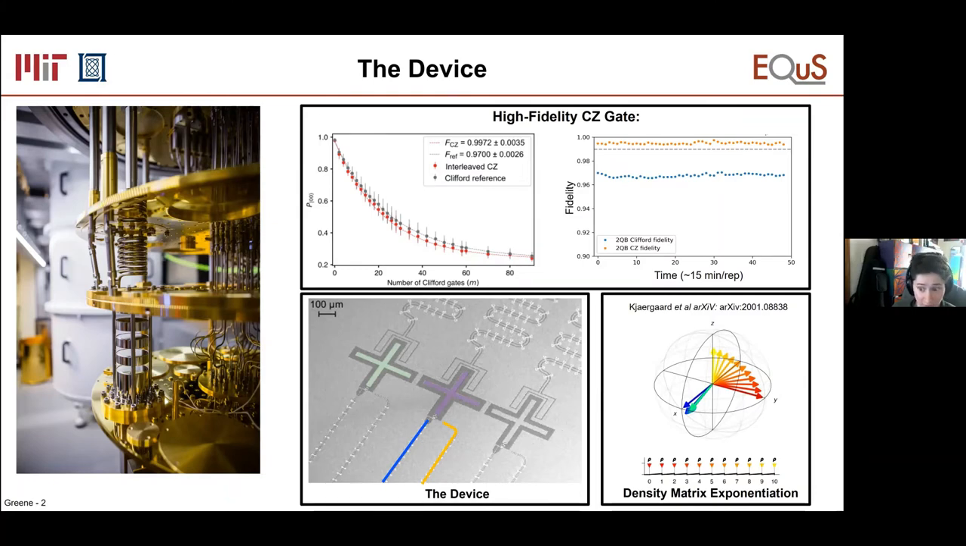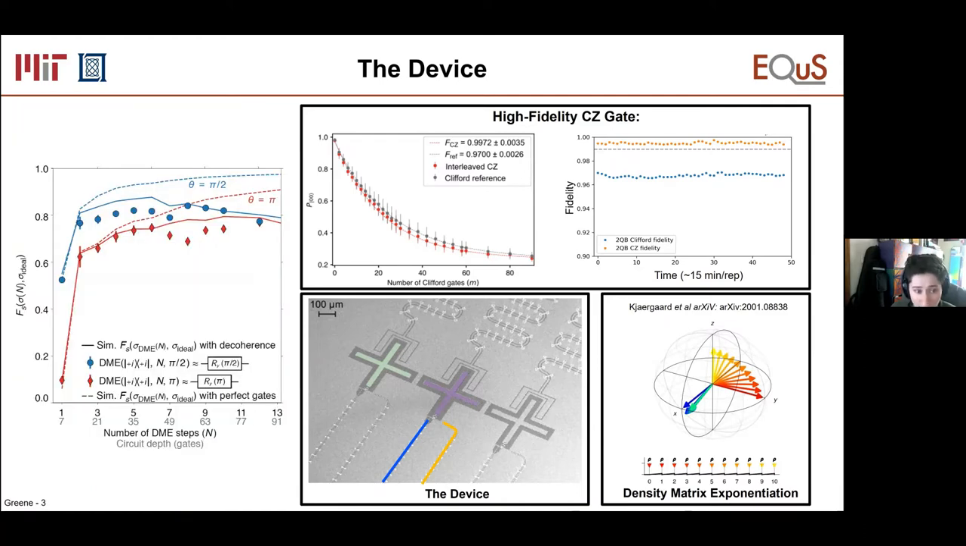over several hours. And we then used these high fidelity gates to demonstrate an operation called density matrix exponentiation, which Will mentioned in his talk this morning, but I know at this point that was several hours ago. The details of density matrix exponentiation aren't particularly important. What I want to talk to you about today is a neat spin-off project that emerged from that work.